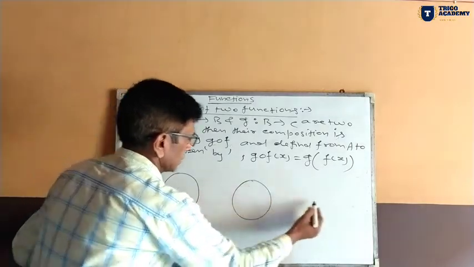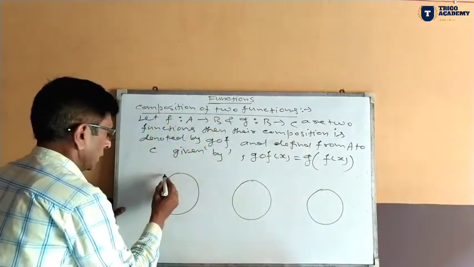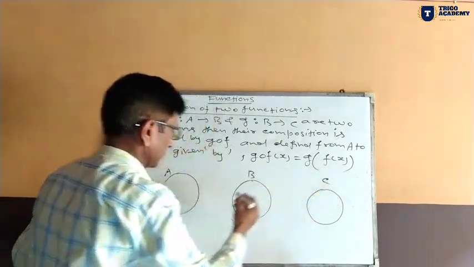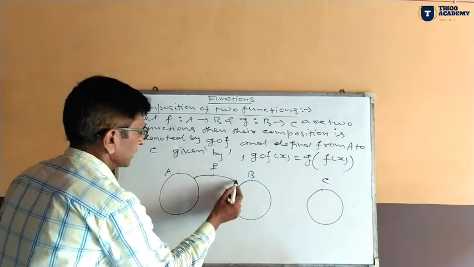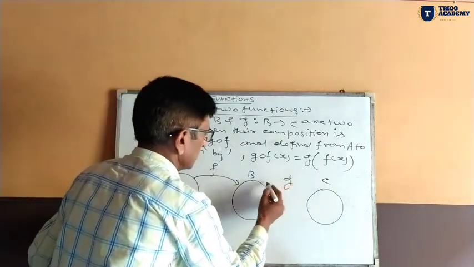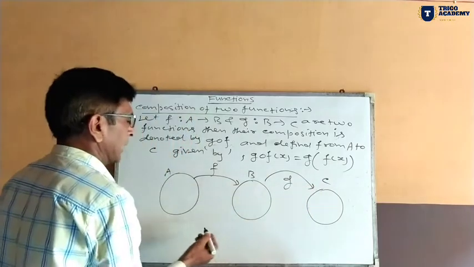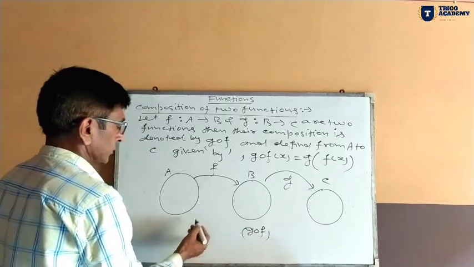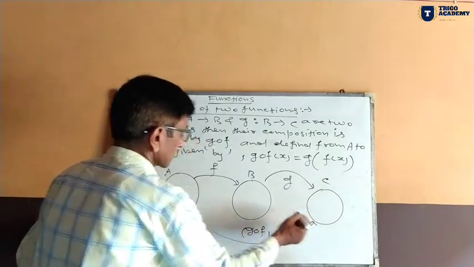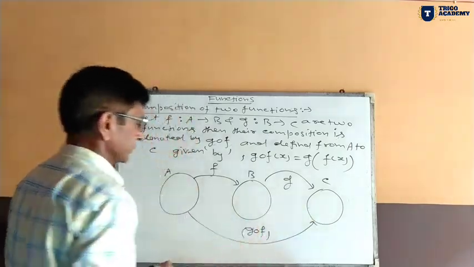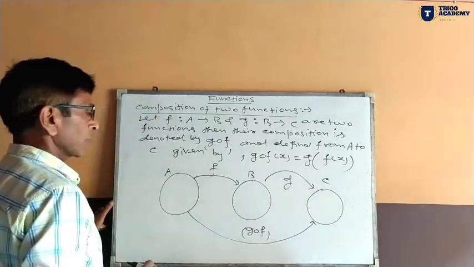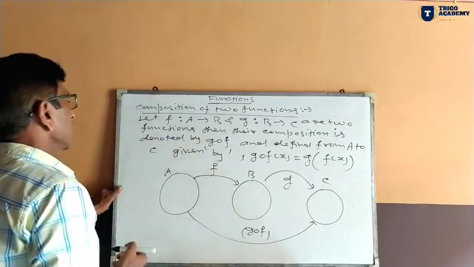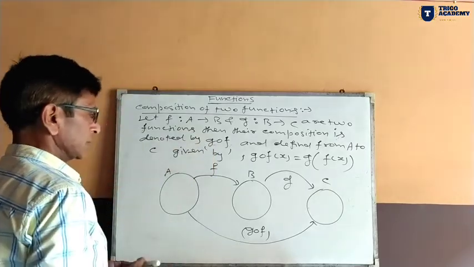Look at the diagram, this is set A, this B and this C. Function f is defined from A to B and function g defined from B to C. So then gof, this function will be defined from A to C. Okay. So this way, this is the composition of two functions.